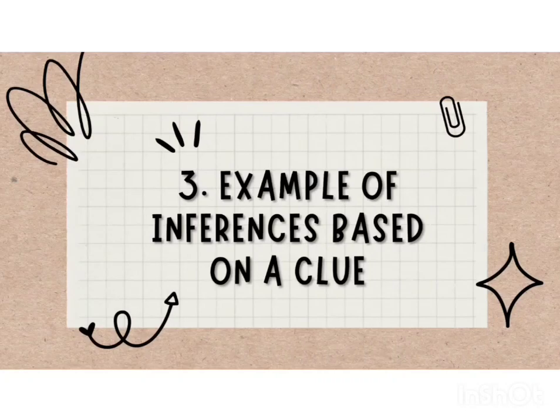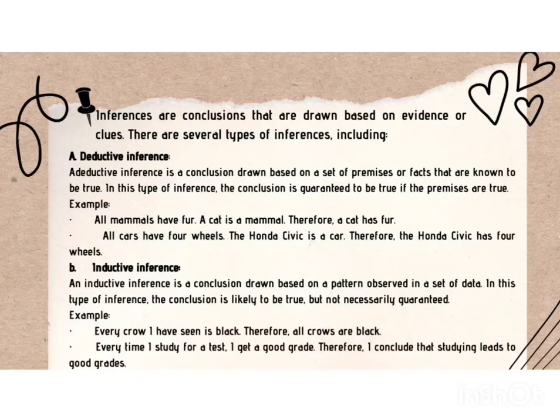So, we have examples of inferences based on a clue. Inferences are conclusions that are drawn based on evidence or clues. There are several types of inference, including the first one, deductive inference. A deductive inference is a conclusion drawn based on a set of premises or facts that are known to be true. In this type of inference, the conclusion is guaranteed to be true if the premises are true.